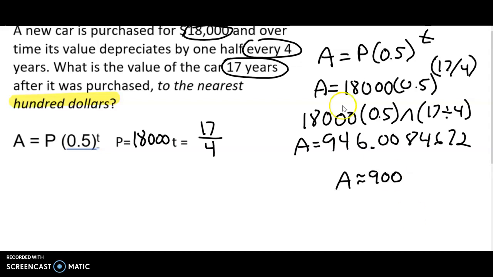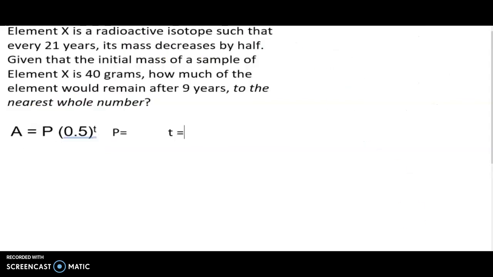All right, let's take a look at another example. Now it's important to remember you don't want to memorize where the numbers are in the word problem. You want to really know what they mean and put the right thing in the right spot.